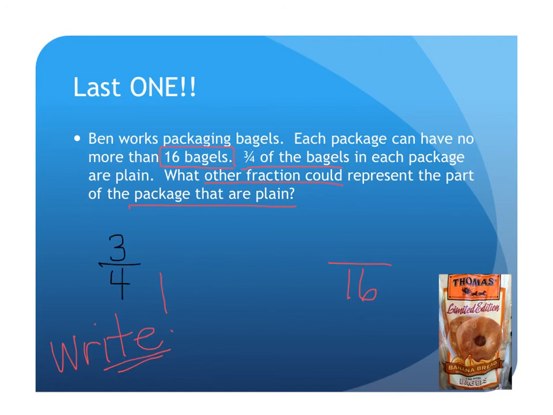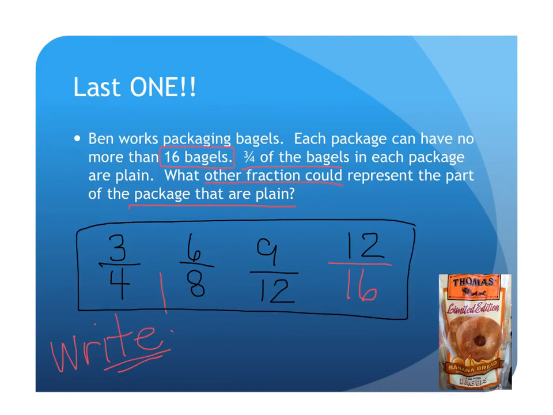I'm going to multiply 3/4 times 2 to get 6/8. I'm going to multiply 3/4 times 3 to get 9/12. And I'm going to multiply 3/4 times 4 to get 12/16. And now I found the other fractions that could represent 3/4. Not going greater than 16 because that's the total amount of bagels.